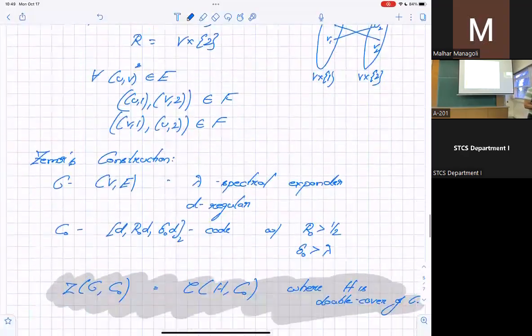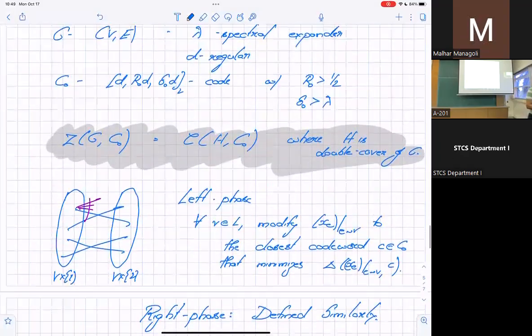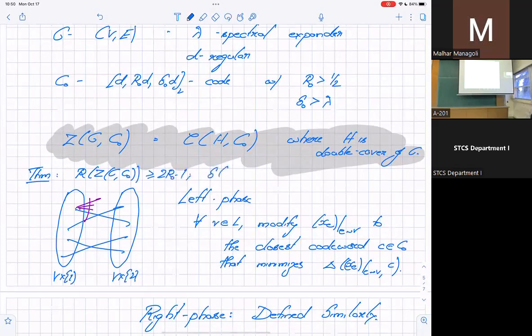It will require a little work which I haven't done. This is what you're asking, like this double cover construction. The rate of ZGC0 will be at least 2R0 minus 1, and the distance of it will also be exactly what it was before. It will be delta naught. The rate is at least dimension minus number of constraints. Here also there are linear dependencies. Yeah, here also the rate is at least dimension minus number of constraints. That's how we prove 2R0 minus 1.